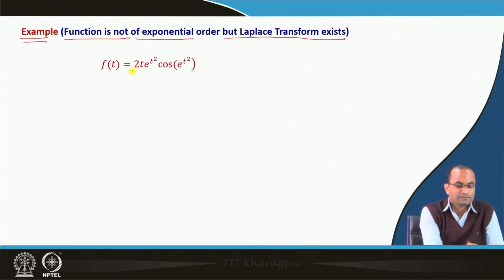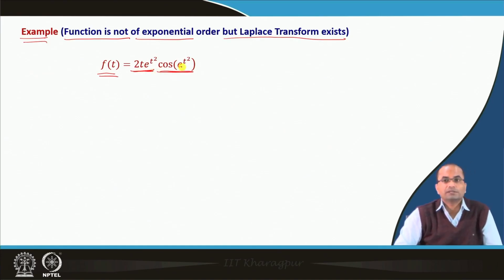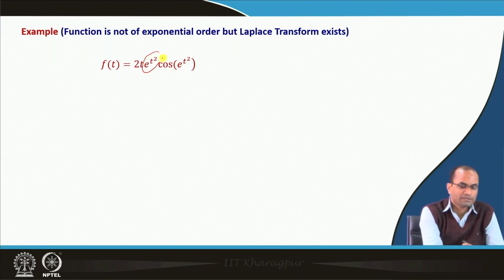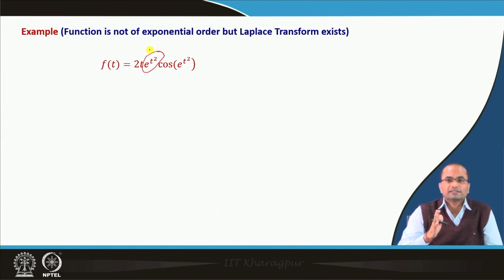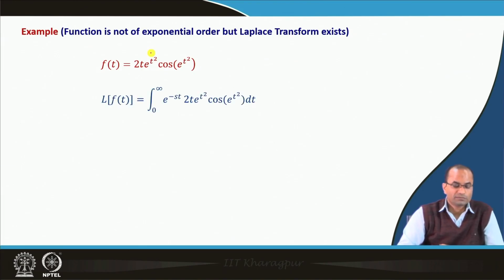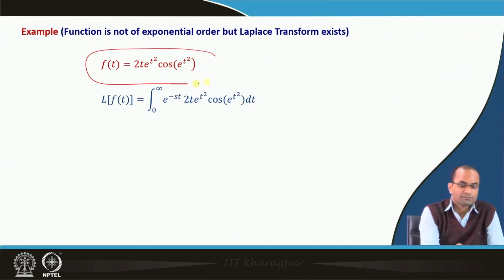So, in this case, for instance, we take f(t) as 2t e to the power t squared times cos of e to the power t squared. We have already seen that because e to the power t squared is coming here, this cannot be bounded by the exponential function of order alpha. So, because of the presence of e to the power t squared, this function is not of exponential order.